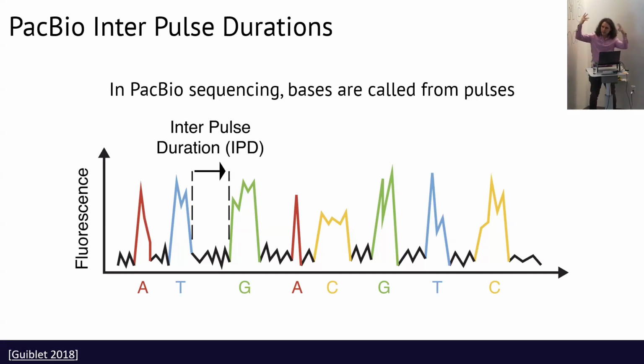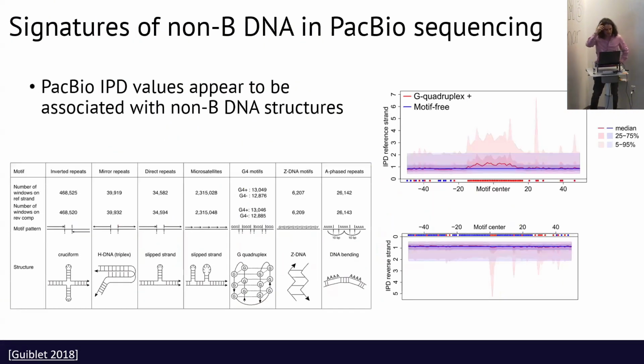And so you typically just look for these pulses to call bases, but you can actually calculate the time in between these pulses. It's called the interpulse duration. If you look at these interpulse durations and you associate that with non-B motifs, just like this is what everybody does, right? You have something you associate with non-B motif sites, they find that there's a very distinctive pattern.